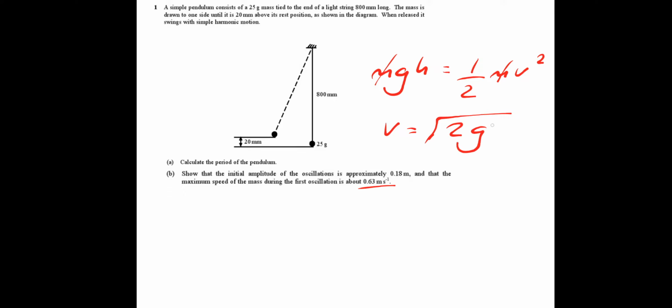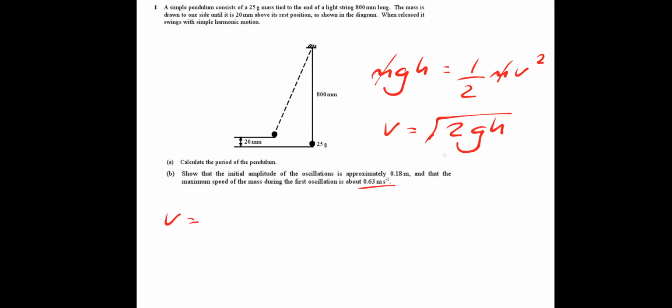Part B: show that the initial amplitude of the oscillations is approximately 0.18 meters and the maximum speed of the mass during the first oscillation is about 0.63 meters per second. So let's do the maximum speed first. We can turn the potential energy into kinetic energy. So mgh equals half mv squared, cancel the m's, and then rearrange to get v. So v is equal to the square root of 2gh. You could use SUVAT if you wish; you would get the same equation from the equations of motion.